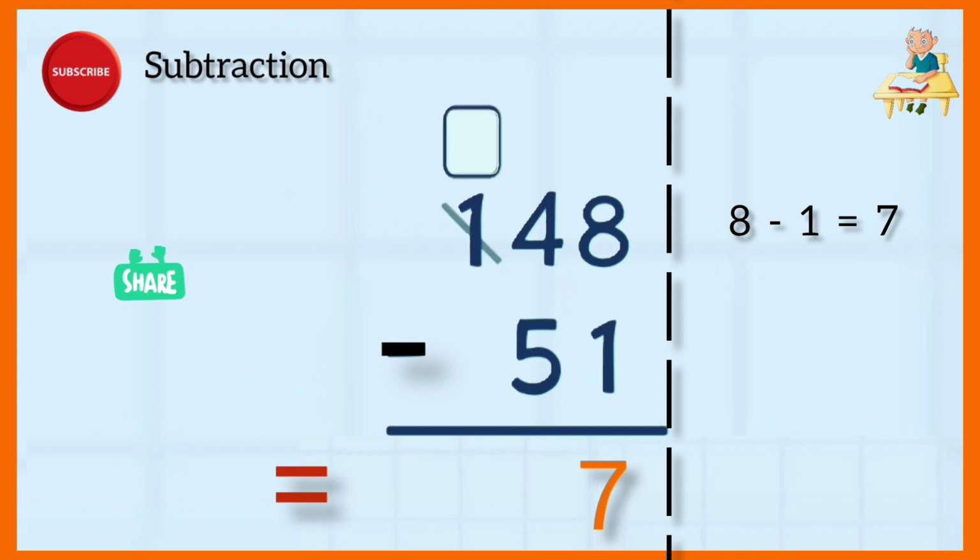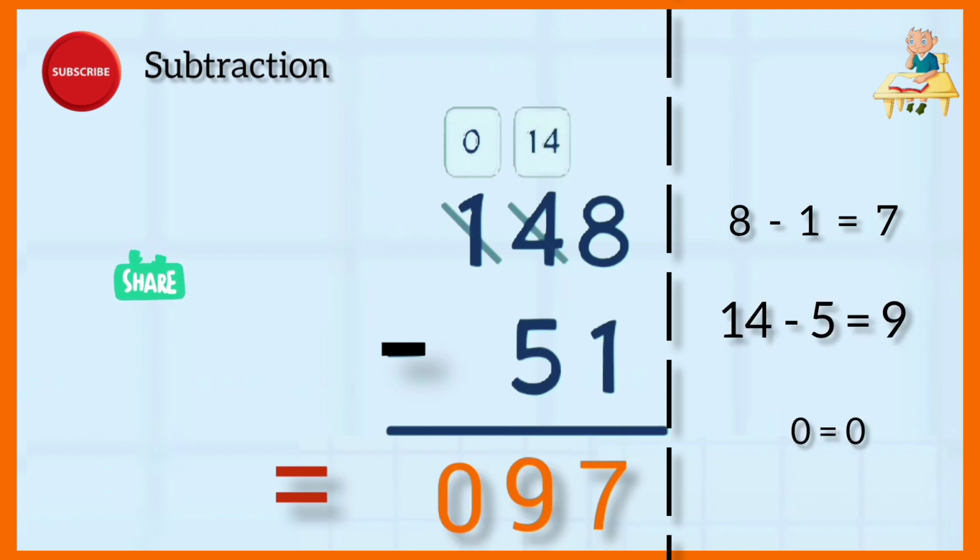148 minus 51. 8 minus 1 is equal to 7, and 4 is less than 5. We get 1 from next digit, and 4 becomes 14. 14 minus 5 is equal to 9. 0 is equal to 0.